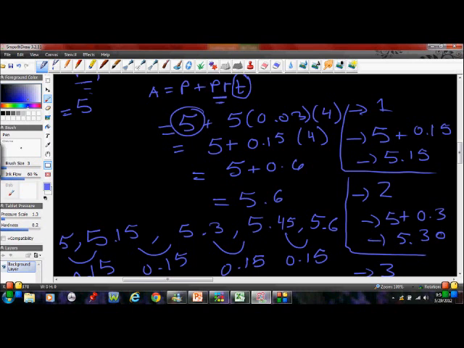In this case, it's 5 plus 5 times 0.03 times 4, right? So if you calculate that, after 4 years, you have 5.6. So a little different between arithmetic sequence and simple interest is that if you have 4 here, technically, in an arithmetic sequence, you would be doing n minus 1, right?